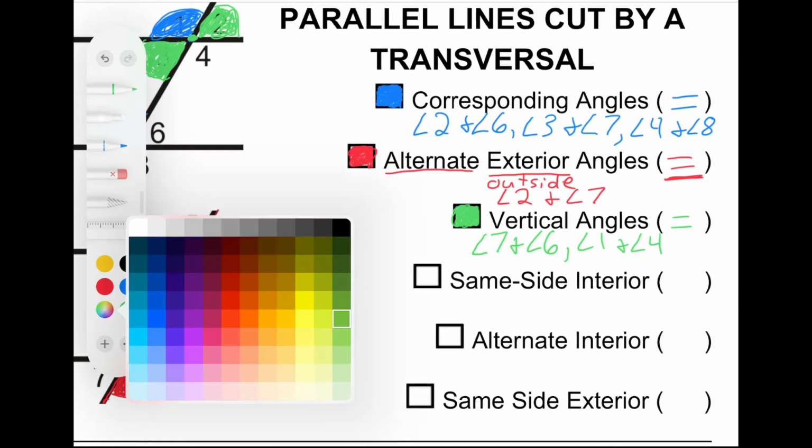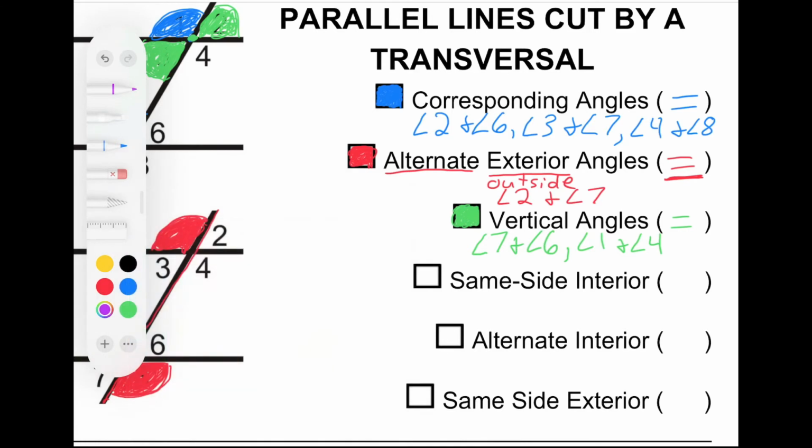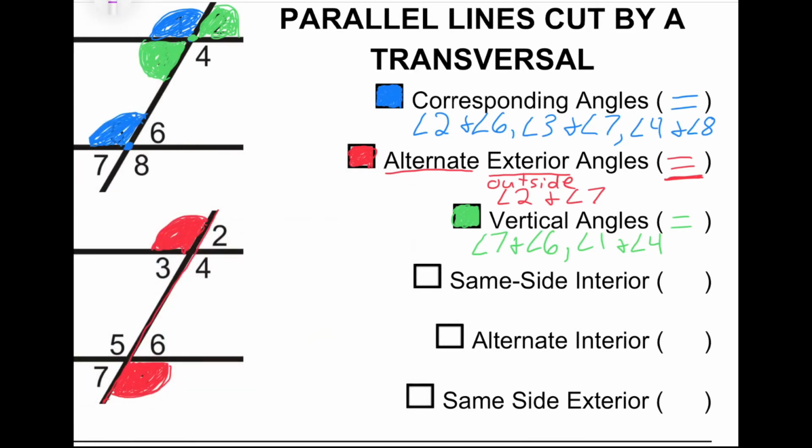Now let's look at same side interior. Interior is going to be inside, on the same side of the transversal. So we're looking for the inside of the parallel lines. Well, the parallel lines are those horizontal lines that are never going to touch. So in between these two lines, we're only looking at angle 3, angle 4, angle 5, and angle 6. And we want the same side.